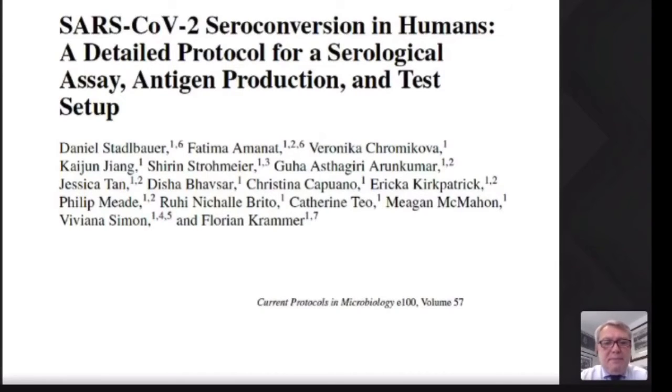Fortunately, some months ago, this paper provided us a protocol for serological assay, antigen production, and test setup. And I invite you to carefully read this paper, which should be used by the manufacturer first of all, but also by laboratory professionals to better understand the state of the art of serological tests.